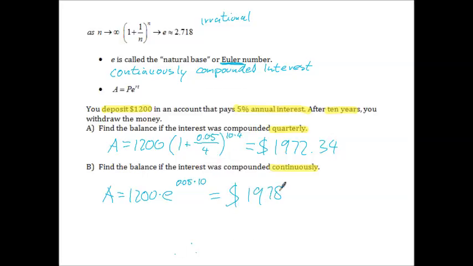So it is again a little bit more, but this is how far it goes. You can't go beyond that amount. That is the maximum money you can earn for just increasing the periods of compounding your interest. All right, that's it for today, and I will see you in class.